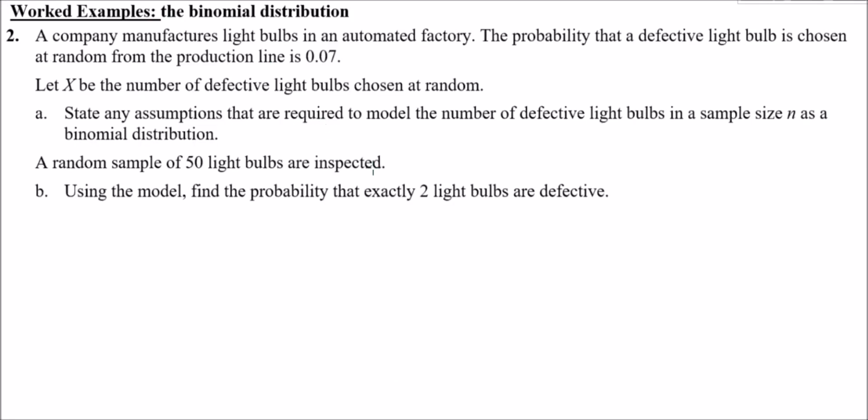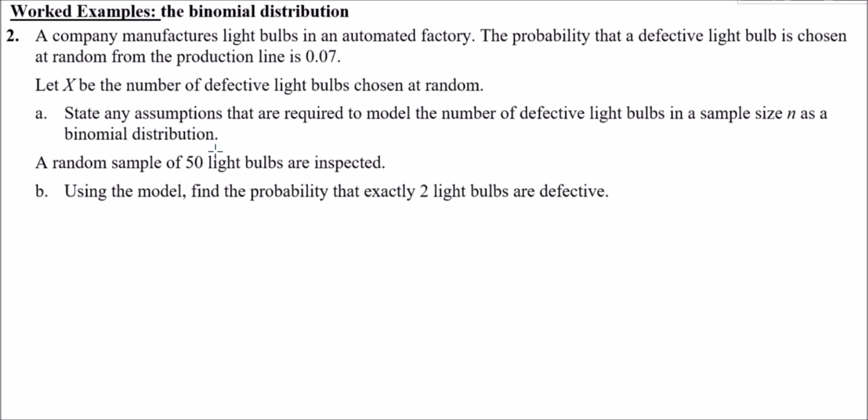A company manufactures light bulbs in an automated factory. So the probability that a defective light bulb is chosen at random from the production line is 0.07, so that's tiny. Let x be the number of defective light bulbs chosen at random. State any assumptions that are required to model the number of defective light bulbs in a sample size n as a binomial distribution. This is essentially a memory test, something you need to remember and regurgitate for the exam. I have seen this asked before.